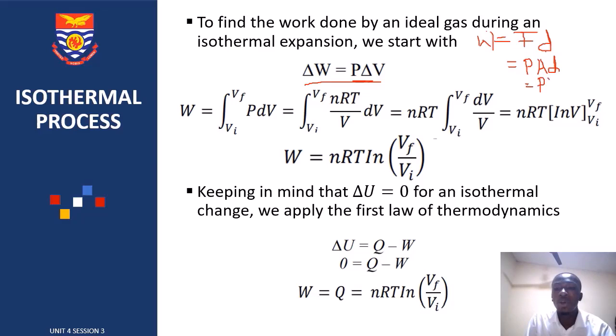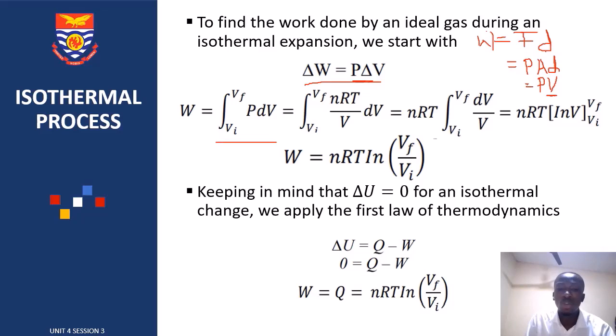So at the end we have W, or work done, equals PV. And right now, because we have a change in work done, there's going to be a change in volume too. Now, let's integrate both sides so that at the end, we get the integral from the initial volume to the final volume of P dV.